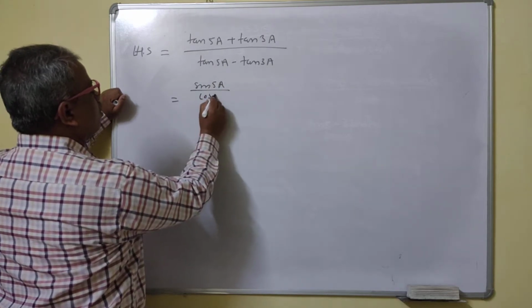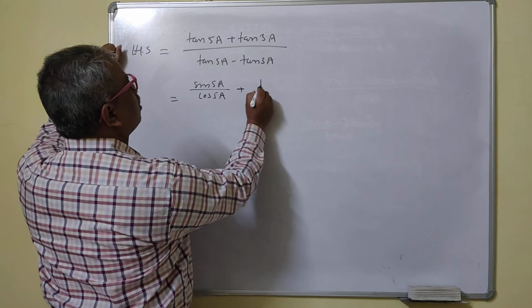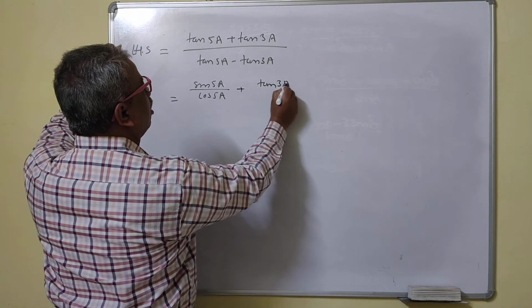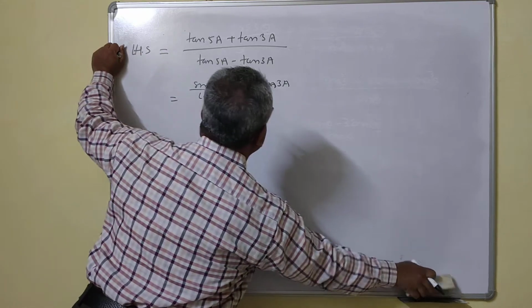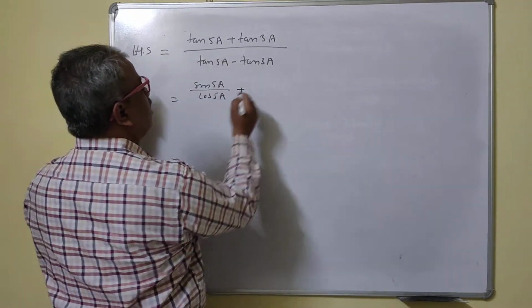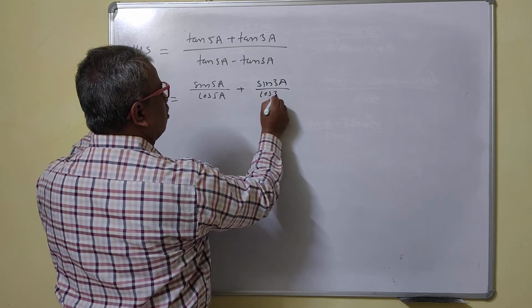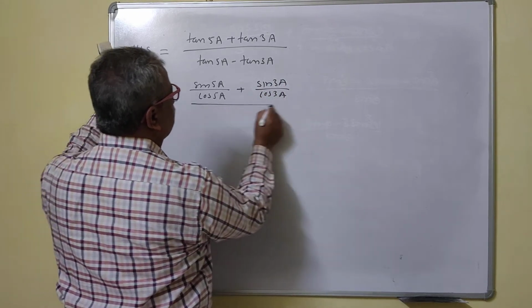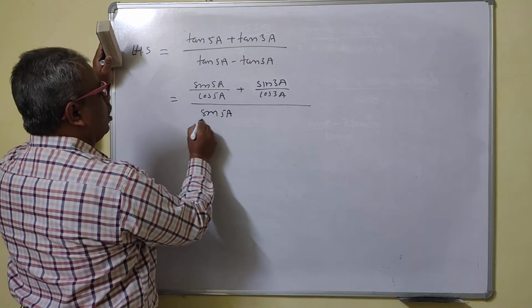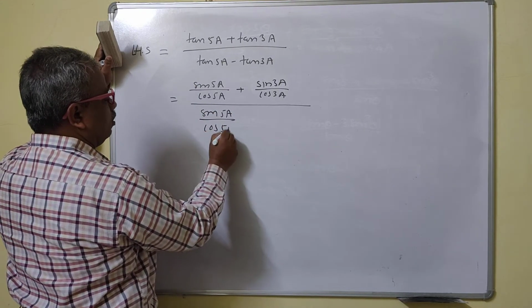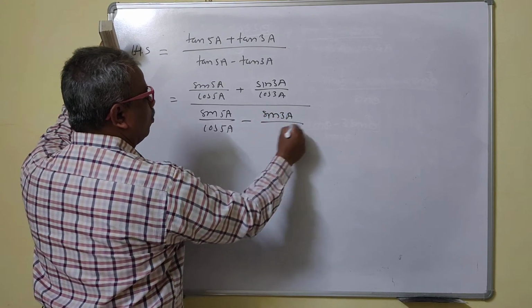So this will be sin 5a upon cos 5a plus sin 3a upon cos 3a, upon sin 5a upon cos 5a minus sin 3a upon cos 3a.